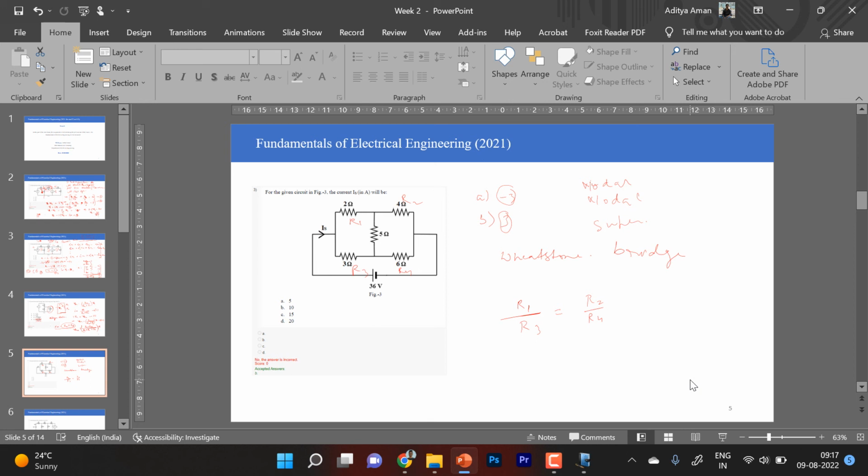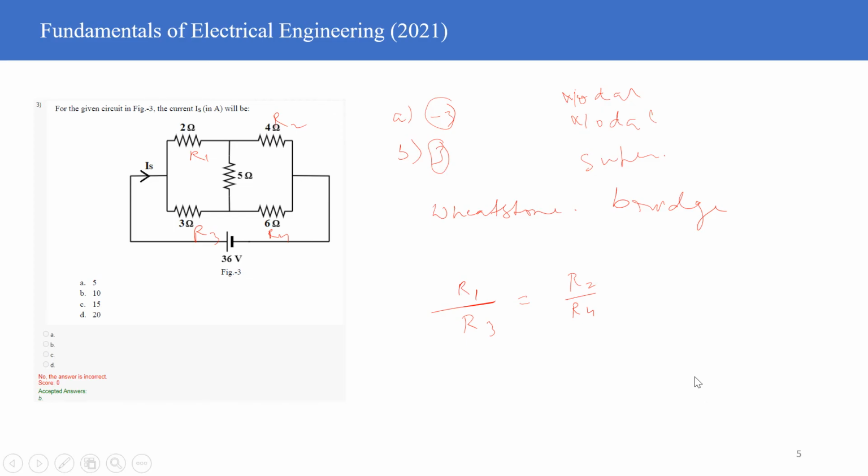Sir, the question is regarding that we had to calculate the current in the given circuit. So, is it possible that with the help of the concept of Wheatstone bridge, we can calculate the value of current in this circuit? It's very much possible.